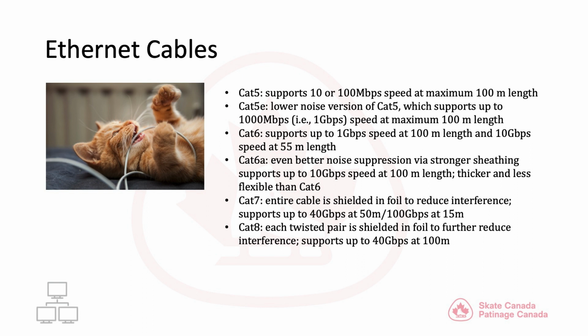And by using stronger sheathing and foil wrapped around the cable conduit, or even foil wrapped around the individual twisted pairs, Cat6A, Cat7, and Cat8 cables can support even faster network speeds. But something to keep in mind is that Cat7 and 8 cables are thick, they're less flexible, and they can be quite expensive. And something else to keep in mind is that most computer-grade switches, routers, and laptops can only support up to 1 gigabit per second anyway.